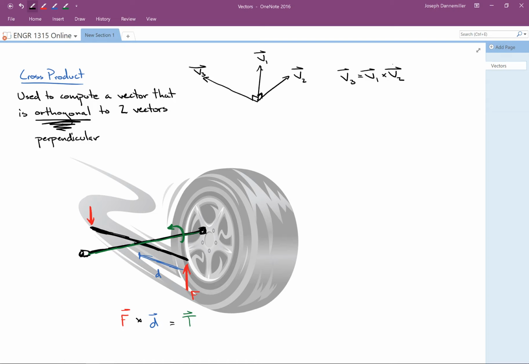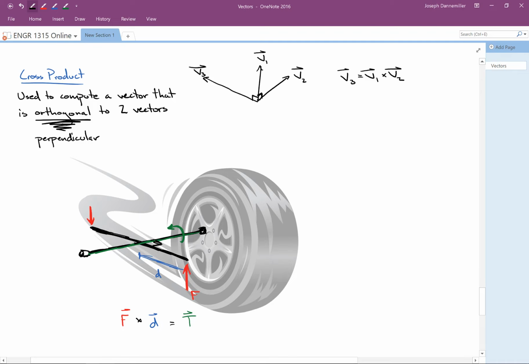You're putting a bar on something that rotates. You're pushing up and down, and you're getting a rotation about a line. So F cross D, the force cross the distance, gets a torque, and the torque is that rotation. The rotation happens on a line that is 90 degrees right here.